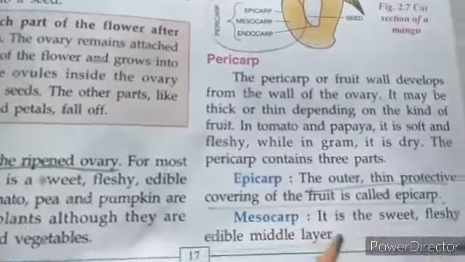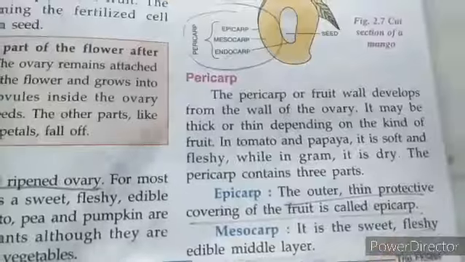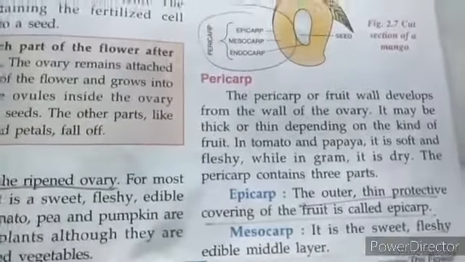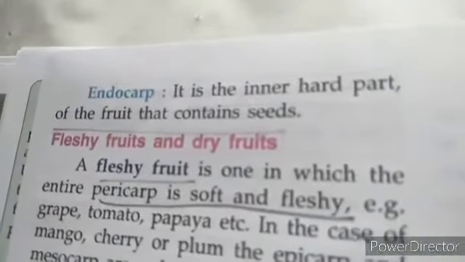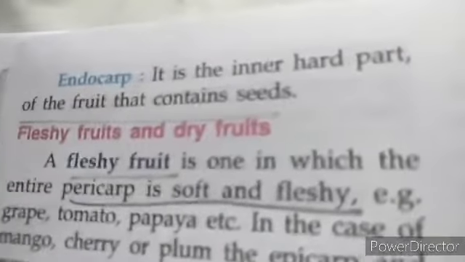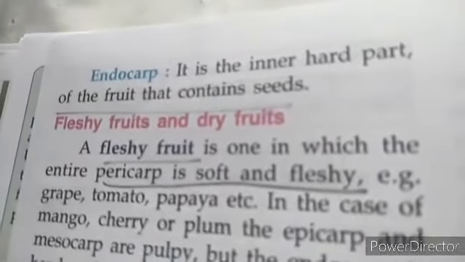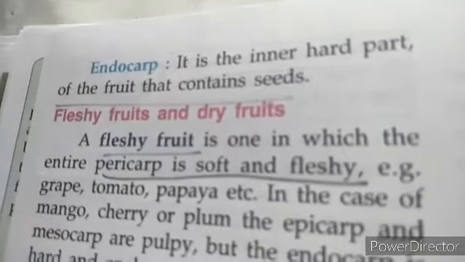Then we come to the mesocarp. This is the fleshy and sweet edible middle layer. And the inner one is the endocarp, the inner hard part of the fruit that contains the seed. So the endocarp is the part of the fruit that is closest to the seed.